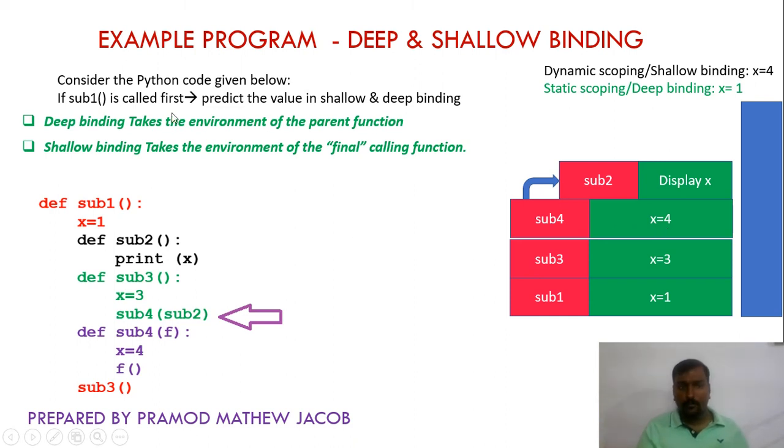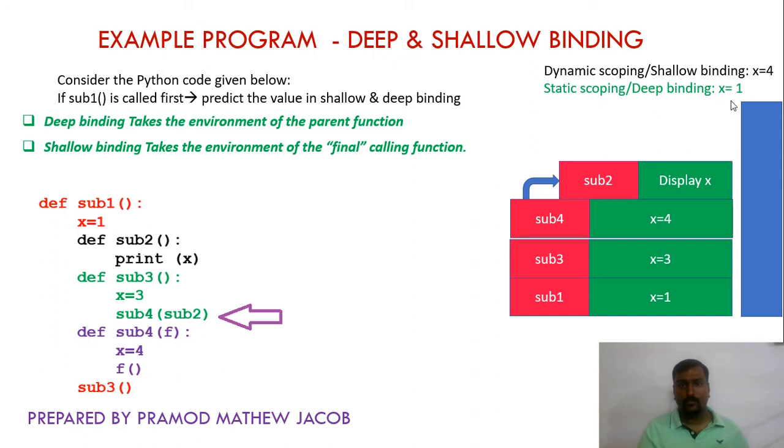In case of deep binding, it takes the environment of the parent function. Here the parent function is sub1, because in the question itself it is told that sub1 is called first. Inside sub1 we are calling all the other subroutines. So the parent function is sub1. So the value of x in the parent function sub1 is 1. So if we are following deep binding, then the x value printed will be 1.